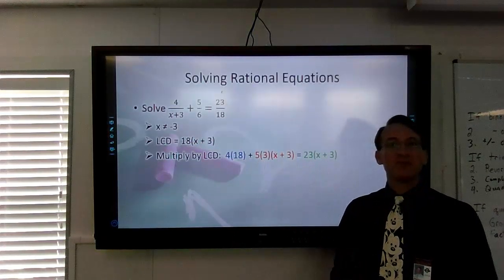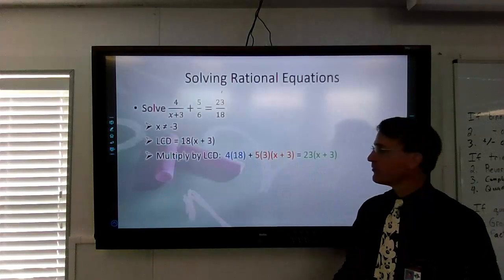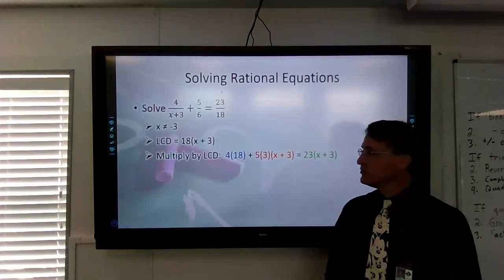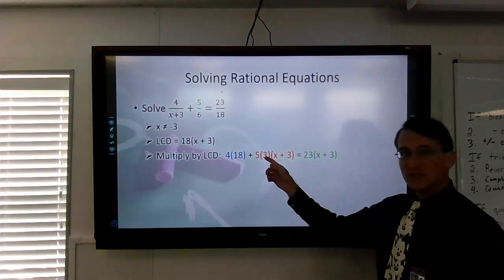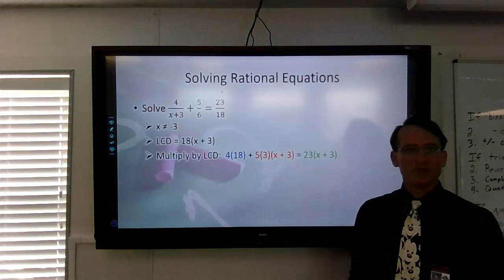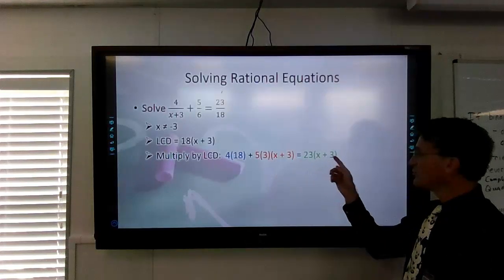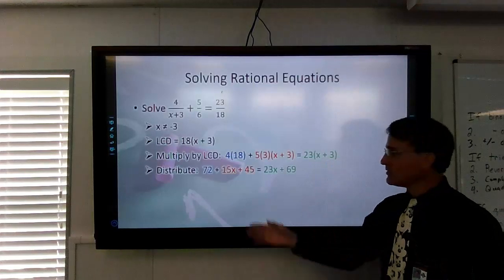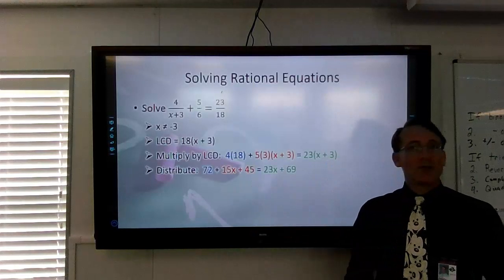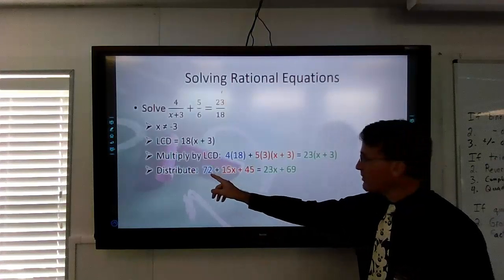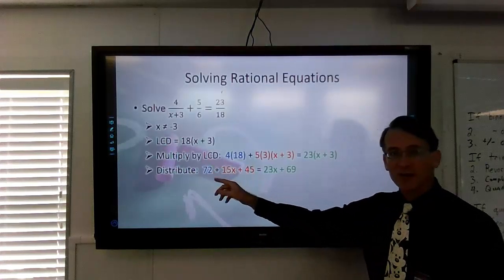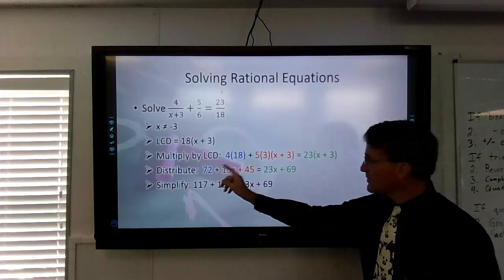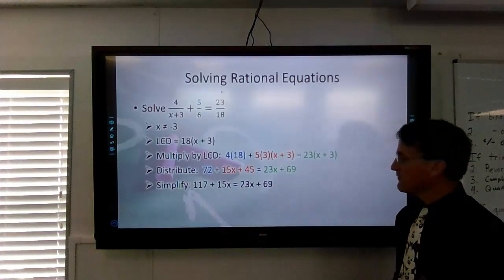Now my next step is to go ahead and distribute whatever I can. So I have 4 times the 18. That's going to give me 72. I have really 15 times the x plus 3. That's going to give me 15x plus 45. And then the 23 times the x plus 3 gives me 23x plus 69. So that's what I have right here. Now I'm going to take another step, and I'm going to go ahead and combine my constants over on this side. If I had several constants on this side, I would also combine them. So I'm going to go ahead and take the 72 and add the 45. That gives me 117.